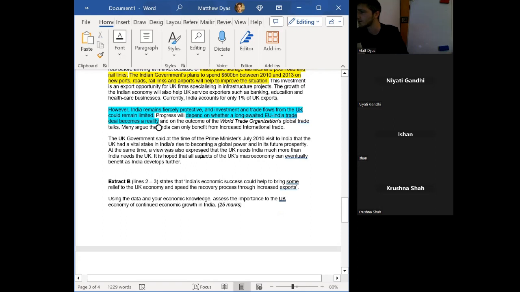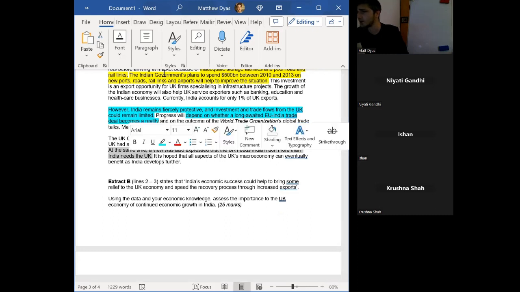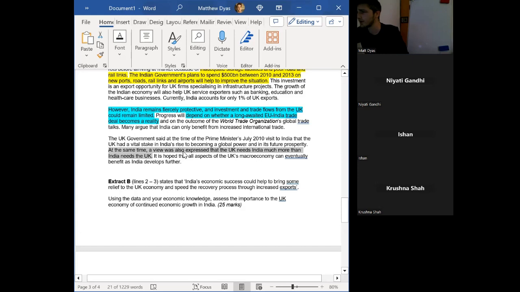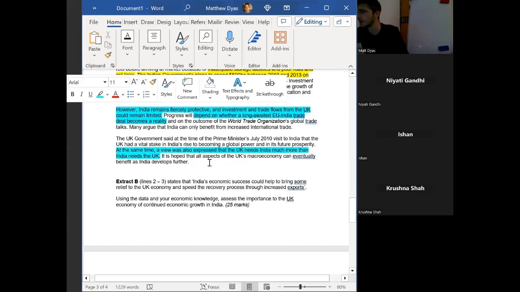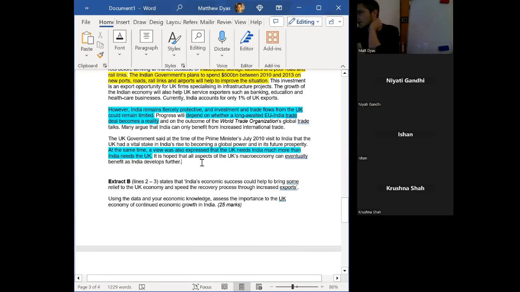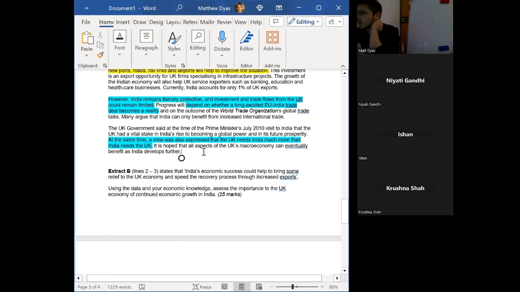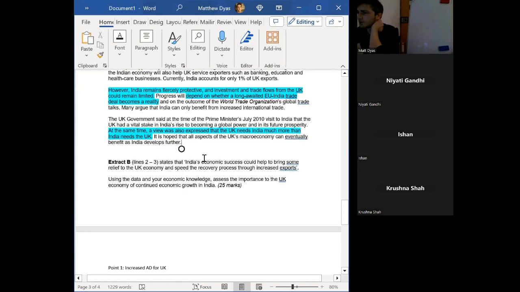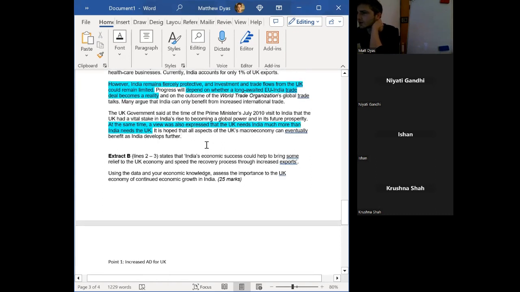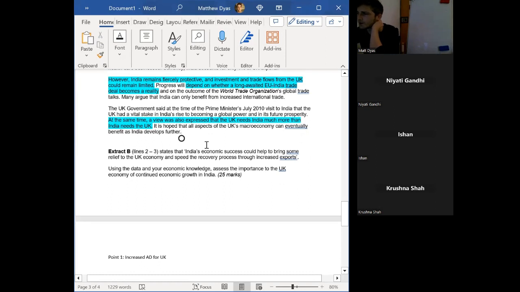Okay, at the same time, the view was also expressed, this is interesting, the UK needs India much more than India needs the UK. So I like that as potential evaluation. Especially if you just think about the sheer size or the future size of the Indian economy compared to the UK, we are possibly much more reliant on making India a market than India is on getting things from the UK or making the UK a market. Because it's a much bigger country, it counts for a much bigger percent of possible markets. So that could be an interesting evaluative point.